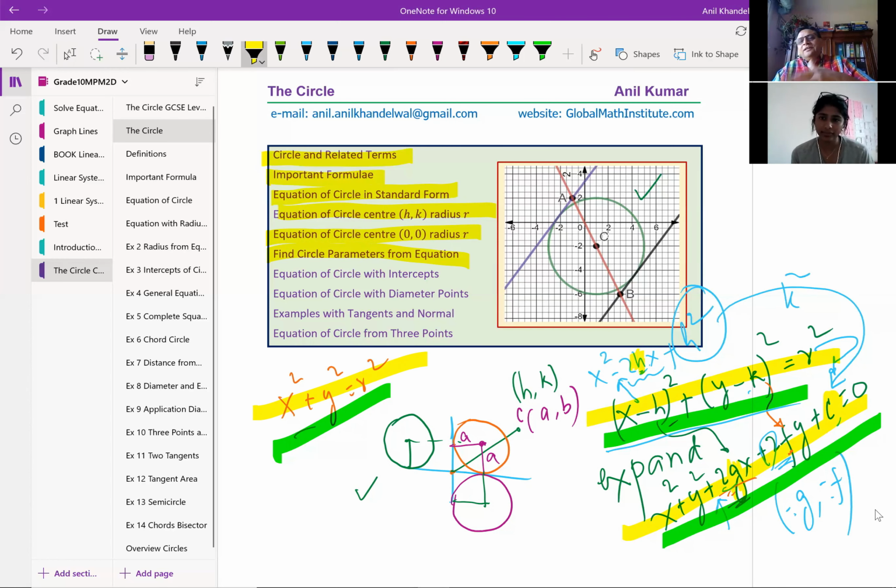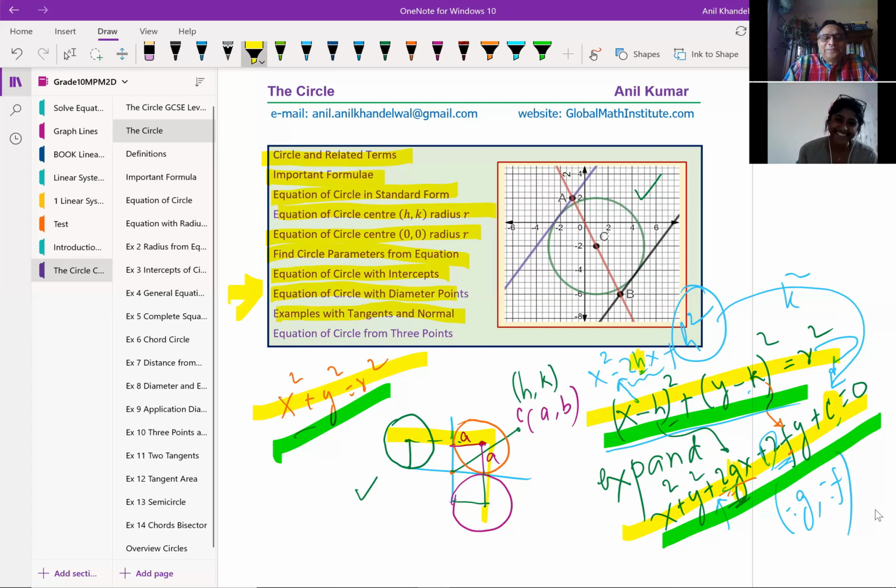One is the center, the other one is the radius, right? And then equation of circle with intercepts, we were just talking about this, right? Equation of circle with intercepts. And then equation of circle with diameters, that is interesting. I didn't talk about, so we discussed that at length. Good. And we got something to work with, right?